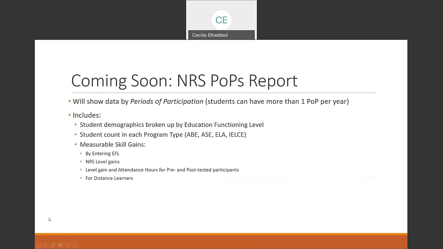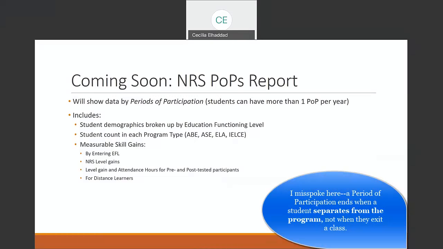So before I go on to the reports page, I wanted to review this report that will be released soon, and it's called the NRS POPs, or Periods of Participation Report. And it'll show data instead of by individual, it shows data by period of participation. And what I mean by that is a period of participation is the time from which a student starts or is enrolled to the time in which they exit.